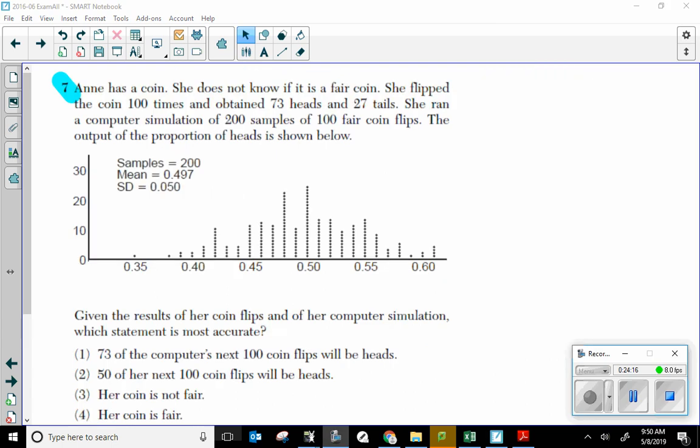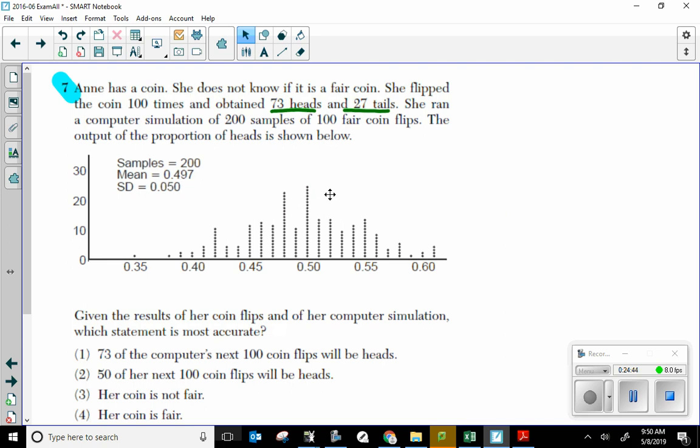Question about data and stats. Number 7. Anne has a coin. She does not know if it is a fair coin. She flipped the coin 100 times, and she obtained 73 heads and 27 tails. She ran a computer simulation 200 times. And each of those 200 times, a fair coin was flipped 100 times. The output of the proportion of heads is shown below.